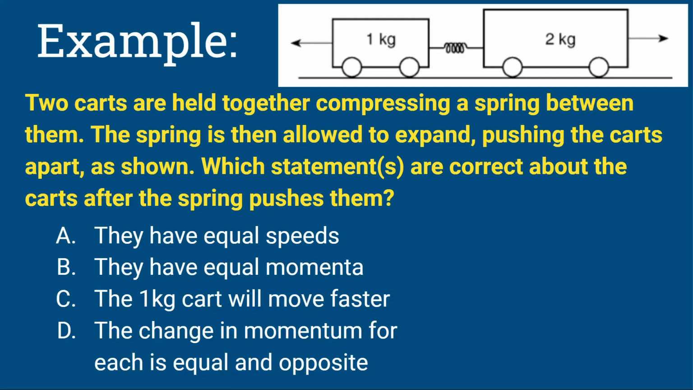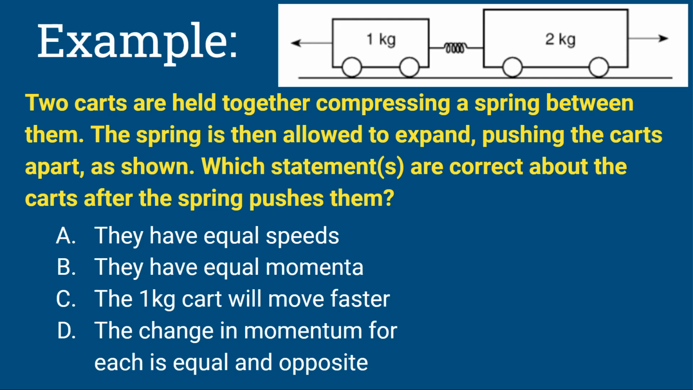This is the last example problem before you guys can work on your assignment. It says, 2 carts are held together compressing a spring between them. The spring is then allowed to expand, pushing the carts apart as shown. Which statement or statements are correct about the carts after the spring pushes them? Guys, this is an example of a recoil. There's no explosion here. It's called an explosion, but there's no explosion unless you count the spring expanding as an explosion. That's not typically what we think about, but there is a force forcing those two things apart. And they start out together.